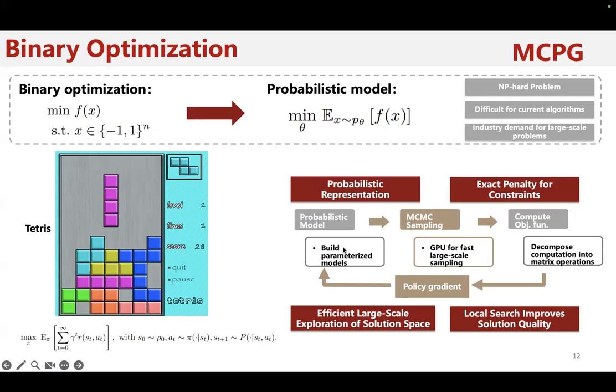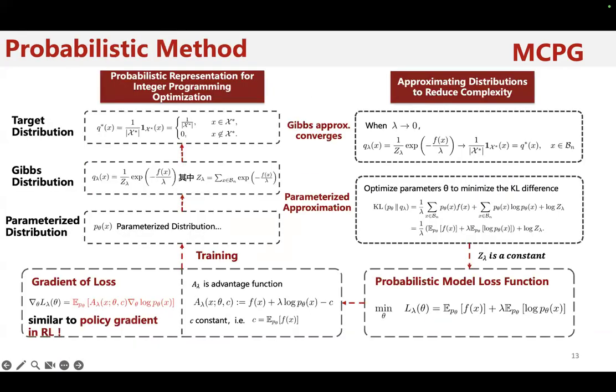Of course, there is another way to interpret this model. Suppose we know all the integer solutions, the optimal solutions. So OT is the target distribution. Suppose we know this distribution, then we can sample the optimal solution from all the feasible solutions. But of course, in practice, we do not know the optimal solutions.